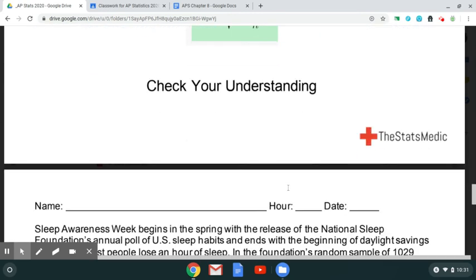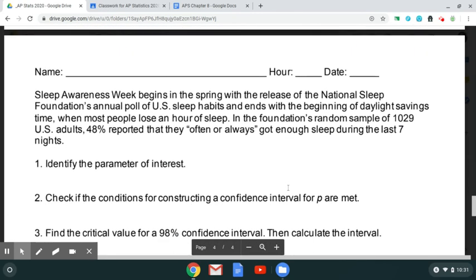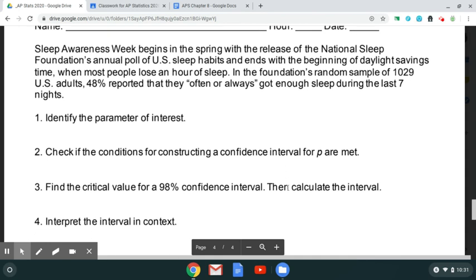So there is a check your understanding. I would like for you to try to complete this. Look at what we've done, think about it, and see if you have anything we need to clarify. So press pause until you're ready to discuss.